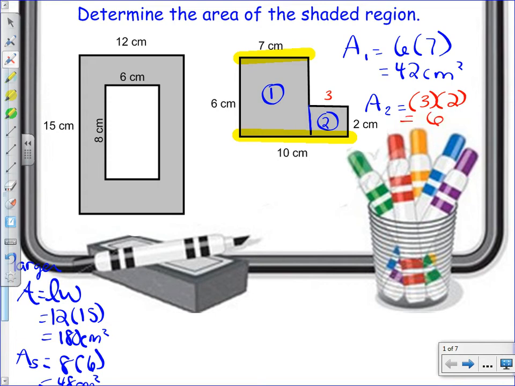And then what did you do with your final answer? Area equals 42 plus 6. How many of you were able to get 48 centimeters squared? Okay, that one was a little bit trickier. You can erase your desk. We're going to get on with today's note.